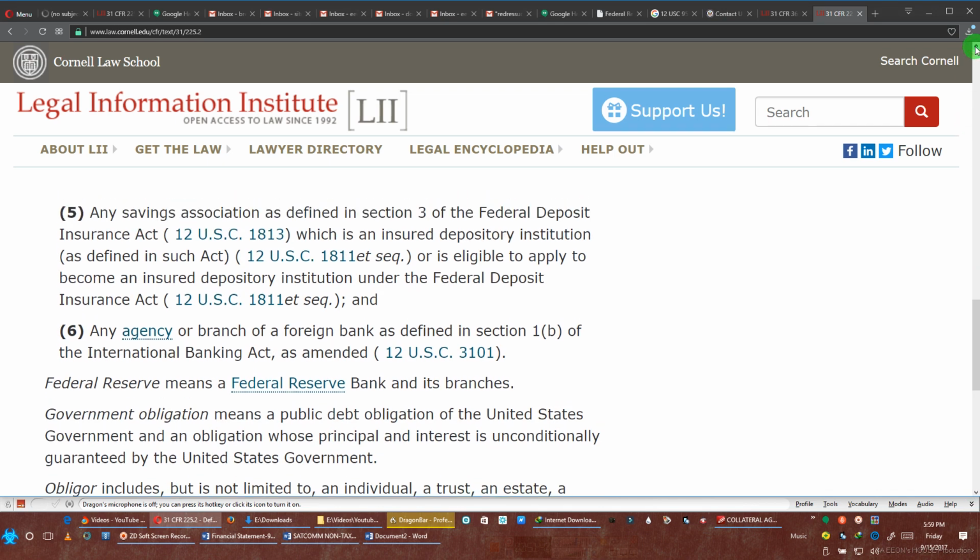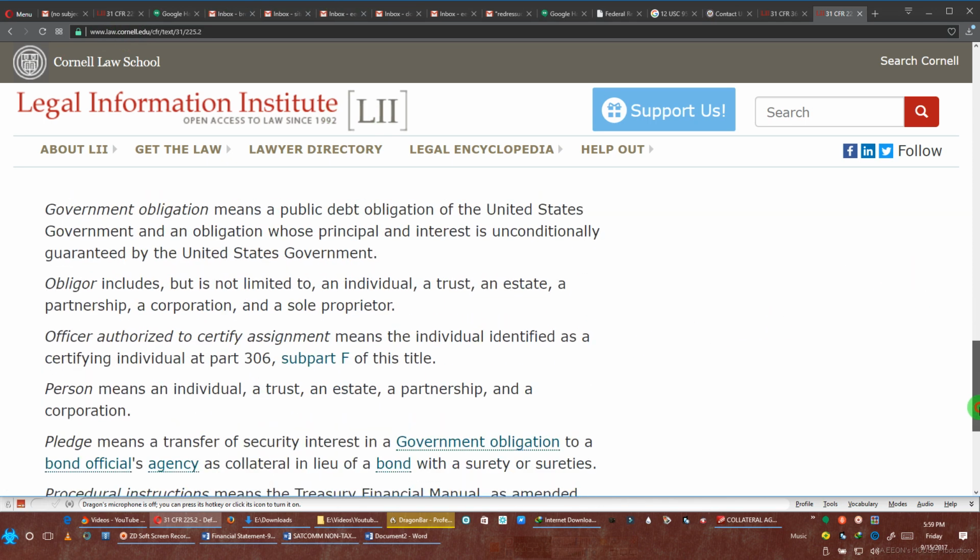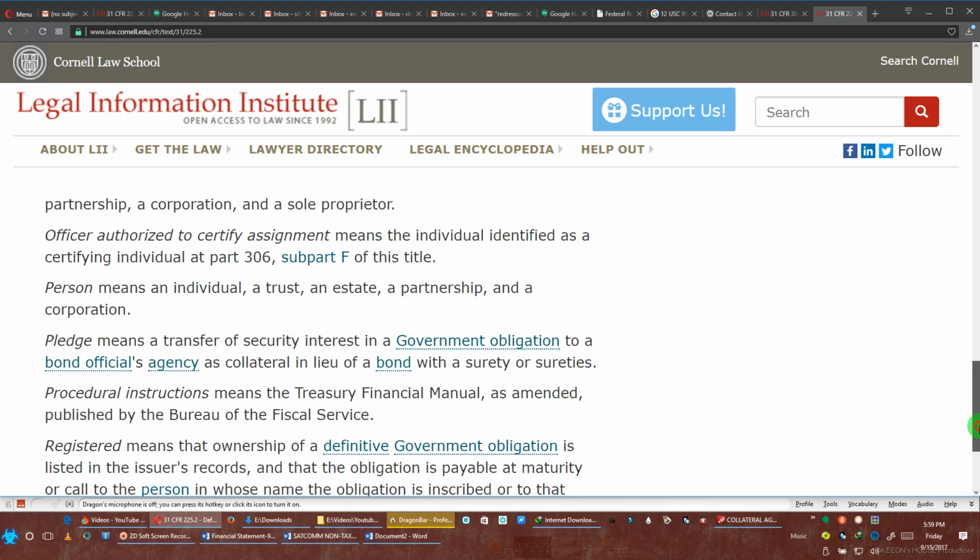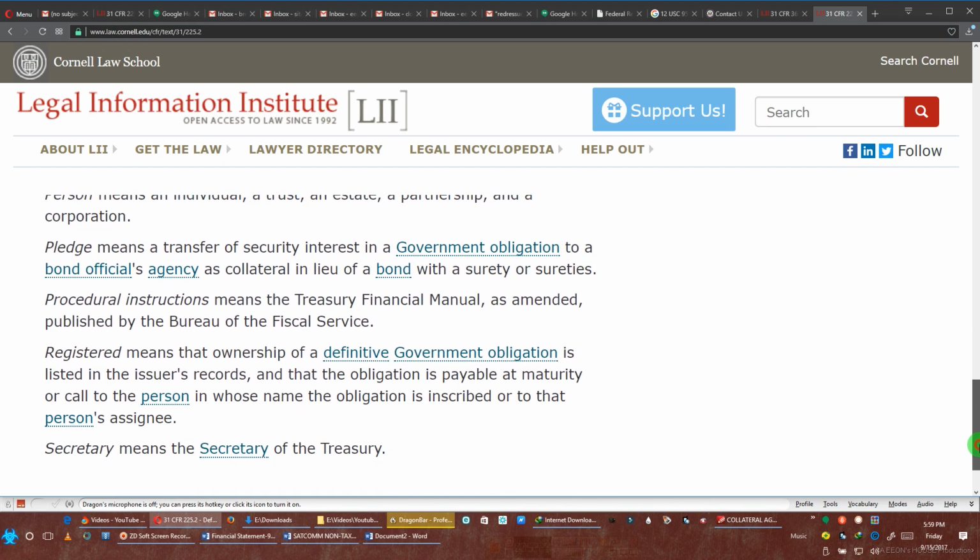So if I am reading this correctly, it is the custodian of record we're supposed to notify that we've attained the age of majority. And I need to find out if the Federal Reserve has a form for that. So that's going to take some of you calling and asking them what the form is for letting them know that we've attained the age of majority. Okay, now pay attention. Federal Reserve means a Federal Reserve Bank and its branches. We're not worried about government obligation or obligor. We're not worried about, well, we already know person means an individual, trust, estate, partnership, and a corporation.